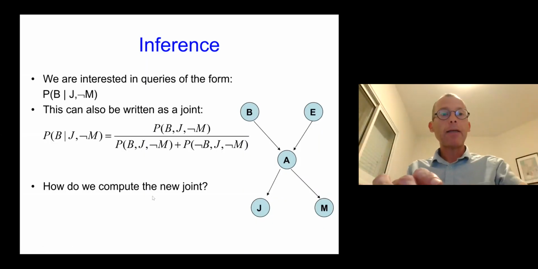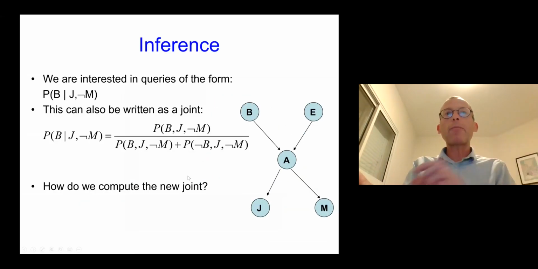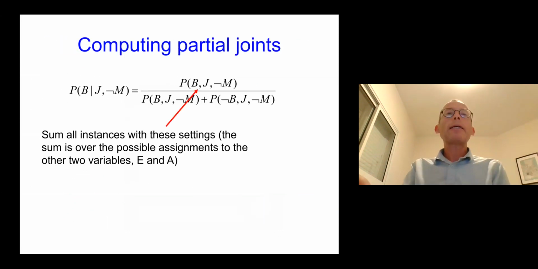So in this case, we have two missing values, which are A and E. So we can sum over them, right? And this is called enumeration. We sum over all the instances of all the values we didn't see. And that's how we compute.